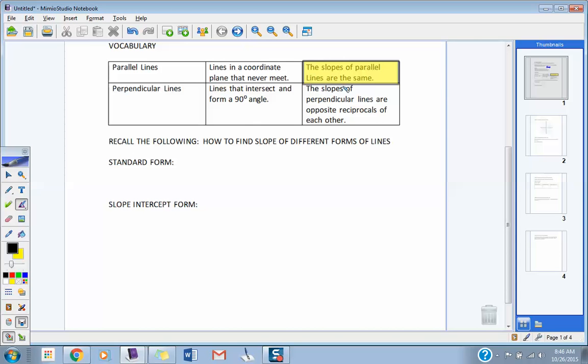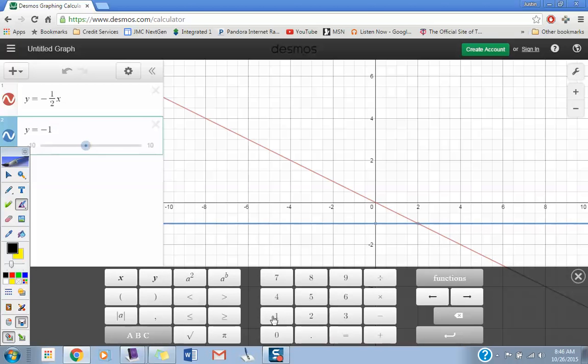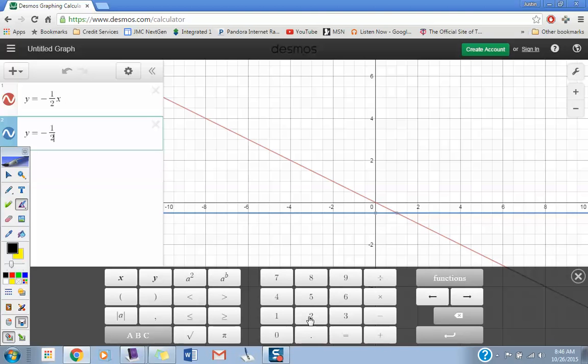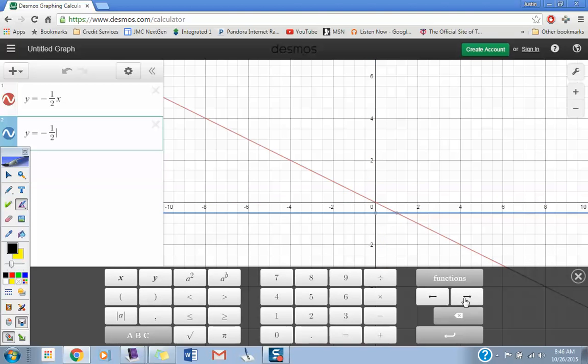Okay, what the heck does that mean? Here's the deal. What's the slope of this line that I already have in here, guys? Negative 1/2. Watch what I do here. I'm going to type in y equals negative 1 divided by 2 x plus 8. Must be Monday or something.